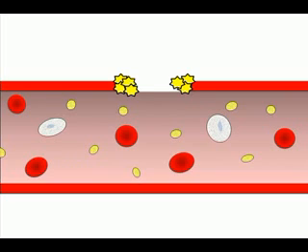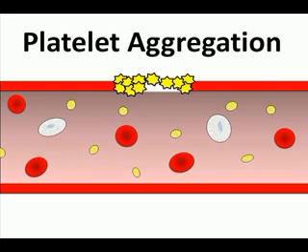Additional platelets arrive and begin to stick to one another so that a loose plug is formed. This is called platelet aggregation.